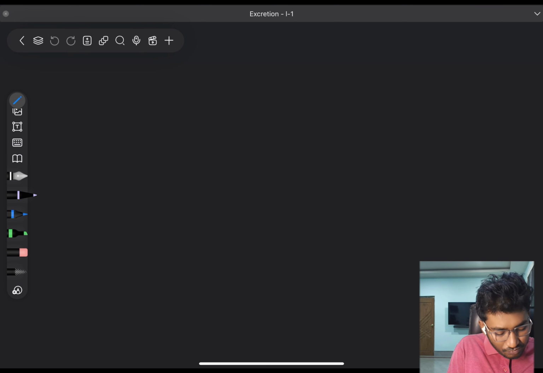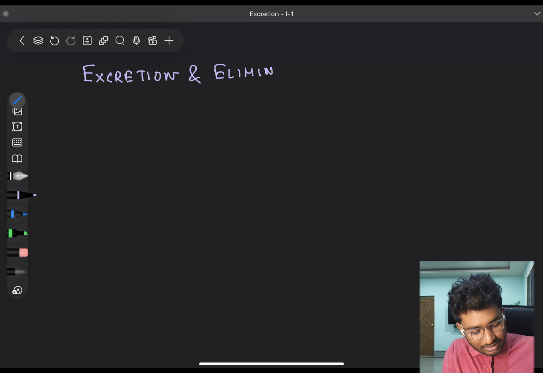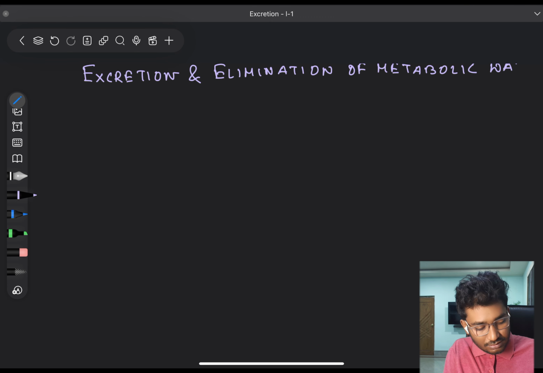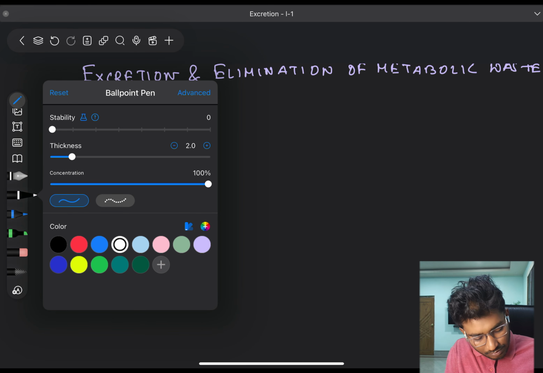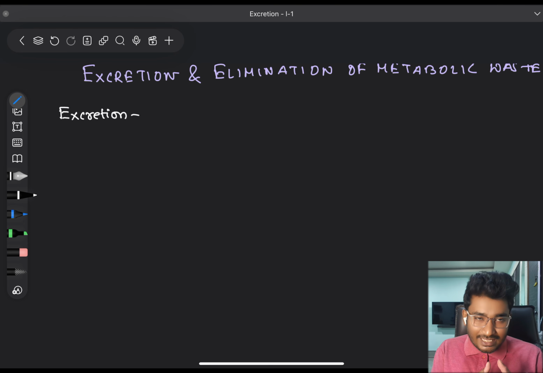So what is excretion? The chapter is excretion and elimination of metabolic waste. Now, what do you mean by the word excretion? Excretion is due to excess ingestion or metabolism.